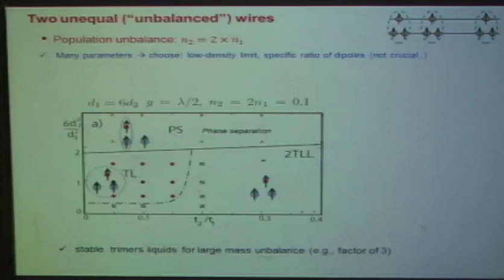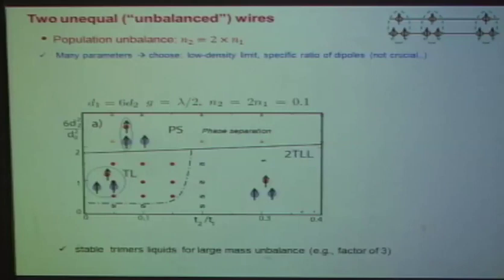And now this is more interesting. If you now start having population imbalance, if you start having more particles in this wire than in this wire, then you have many more parameters, so you have to start making choices in your system. What we choose is to go to the low density limit, and we take a specific ratio of the dipole strength between the two, so we choose a dipole imbalance. This is not crucial, but we choose that this one is 6 times larger than the other dipole. We fix the interlayer distance to lambda half, and then we take this density.